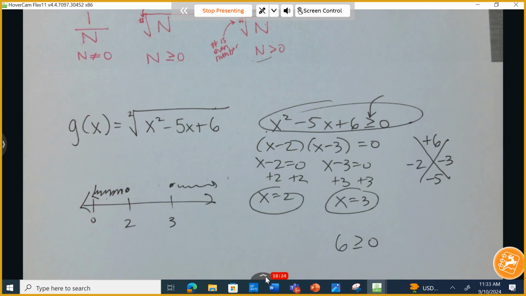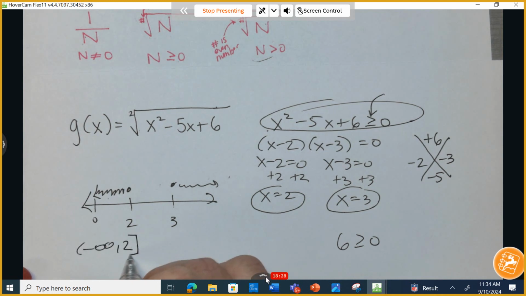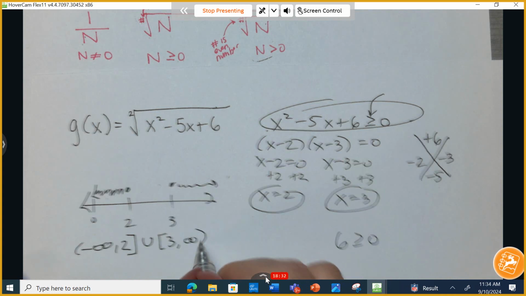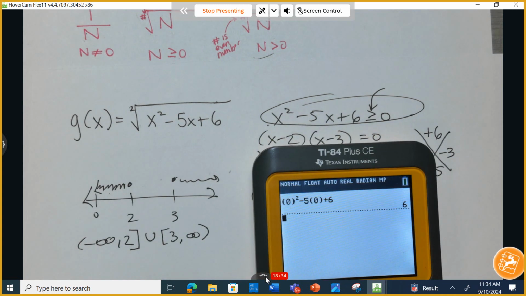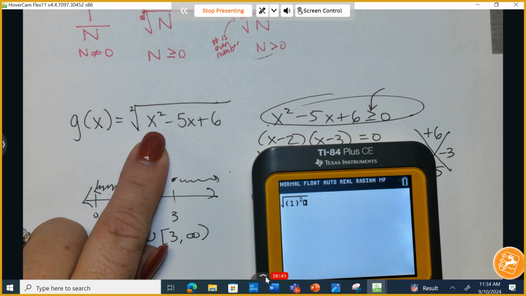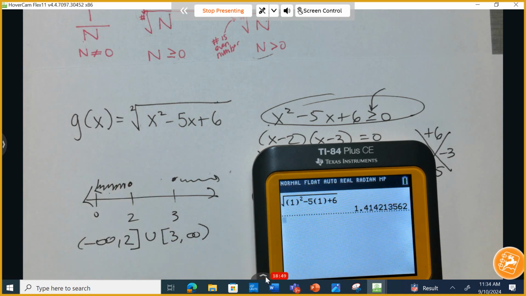Now, how do I represent that in interval notation? From the left all the way to 2, we need to include it, and including 3 all the way to the right. Now, is there a way we could verify that? Absolutely. Let's choose any number to the left of 2, like 1. If I take the square root of 1 squared minus 5 times 1 plus 6, let's see if I get an output. I do get an output.